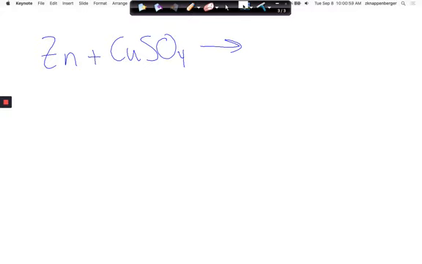So, guys, first thing we need to understand is that this will be a single displacement reaction. So does the zinc hook up with the copper or the sulfate? Sulfate. So we're going to end up with zinc and sulfate. Zinc is +2, sulfate's -2, so there you go. And then, guys, finally, copper gets singly displaced.